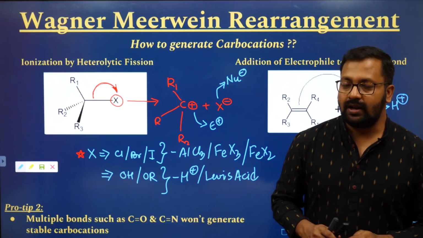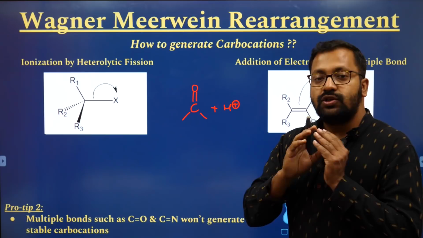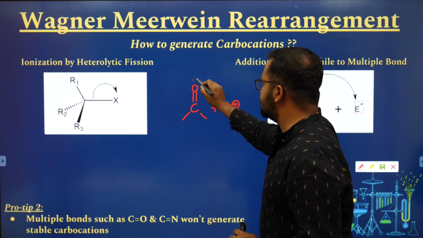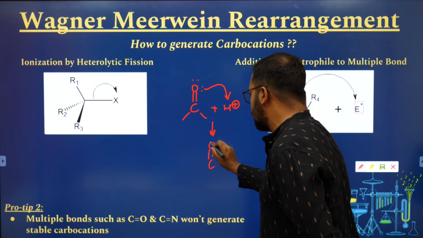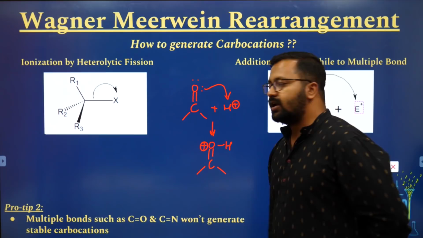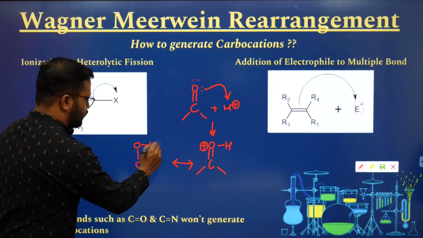So C double bond O, if it reacts with H plus, H plus is electrophilic, oxygen is nucleophilic. So H plus will go to oxygen. How would the reaction take place? This arrow, do you remember, we had learnt to draw the curved arrow. I will be getting something like this. C double bond O, H, here a positive charge will remain. We can also draw a resonating structure of this. Its resonating structure will look something like this. OH.